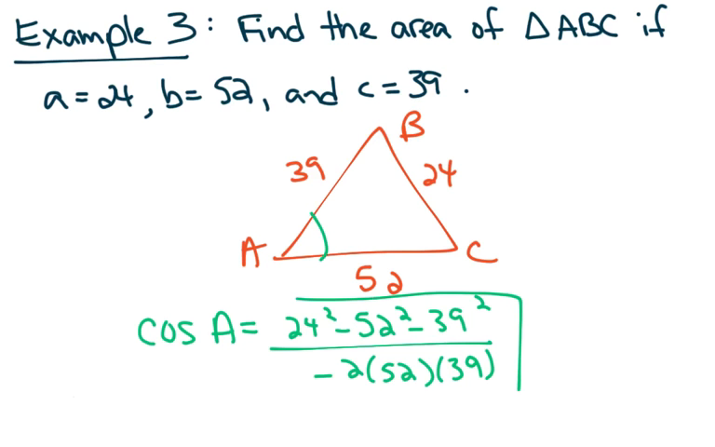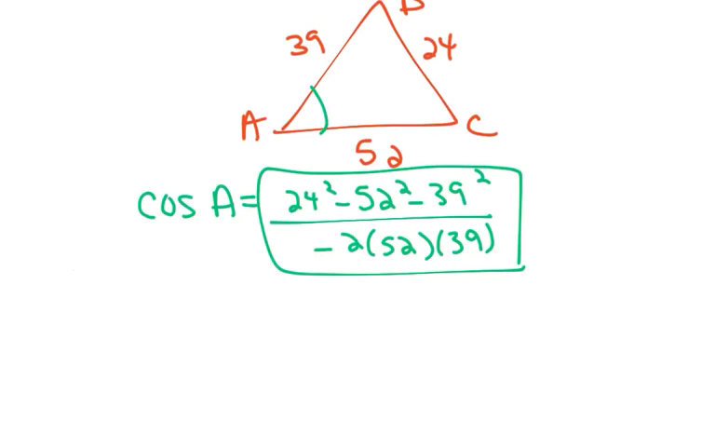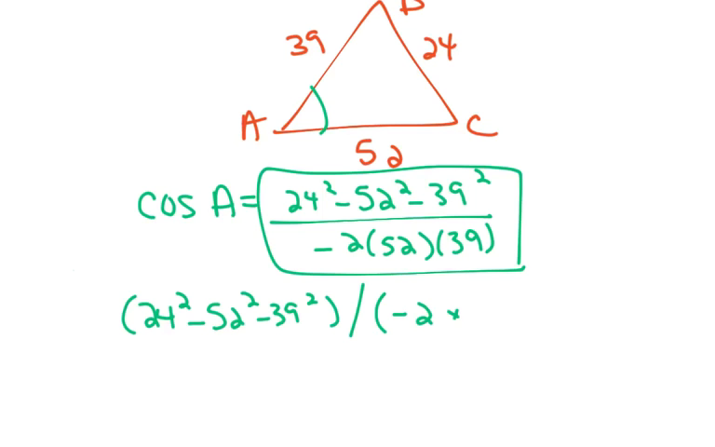I'm going to put this in my calculator. The way you're going to put it in your calculator is parentheses, 24 squared minus 52 squared minus 39 squared, divide by parentheses, -2 times 52 times 39, and then you'll inverse cosine that answer. And you're going to find out that angle A is about 25.9 degrees.